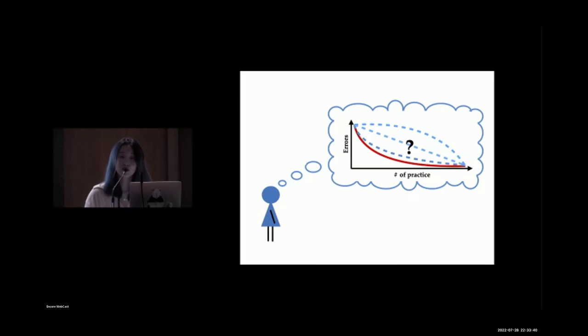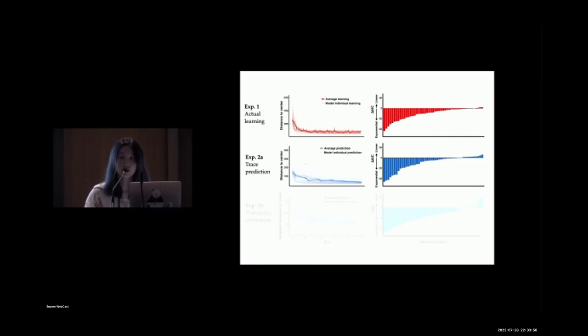And now that we know that participants can accurately represent the shape of learning, we wanted to know whether participants can accurately represent the specific parameters in the learning curve, including the starting point, the ending point, and the learning rate. For this part of the analysis, I will be focusing on only experiment 1 and experiment 2A, since in experiment 2B, we do not have direct point estimates.